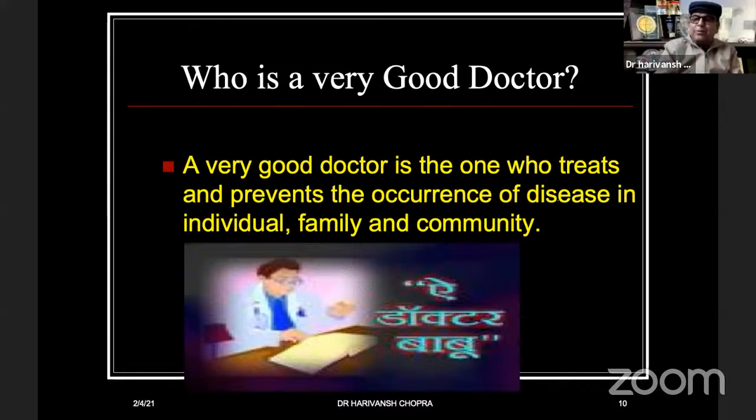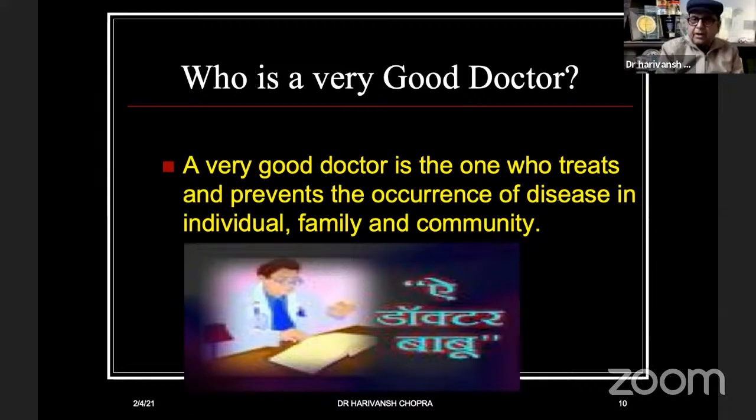So these are the components which you'll have to understand, right? A very good doctor is one who is not only going to treat, but is going to prevent. And that is the futuristic approach probably Satabdi was talking about, that you are preventing the disease from happening. That is a futuristic approach. And that too, not only in the individual, but in the family as well as in the community.